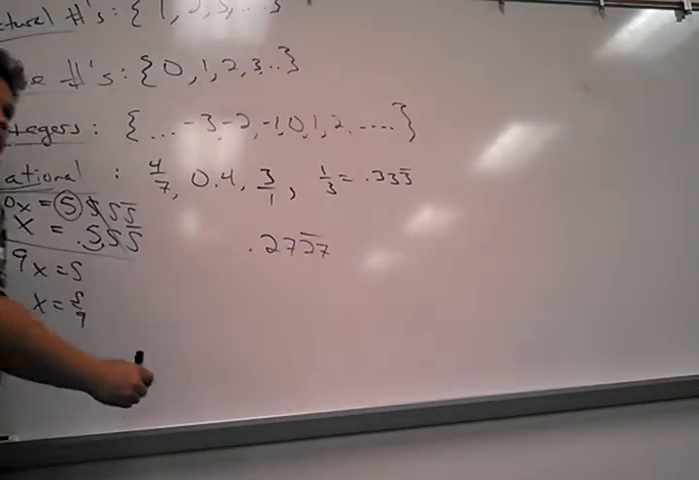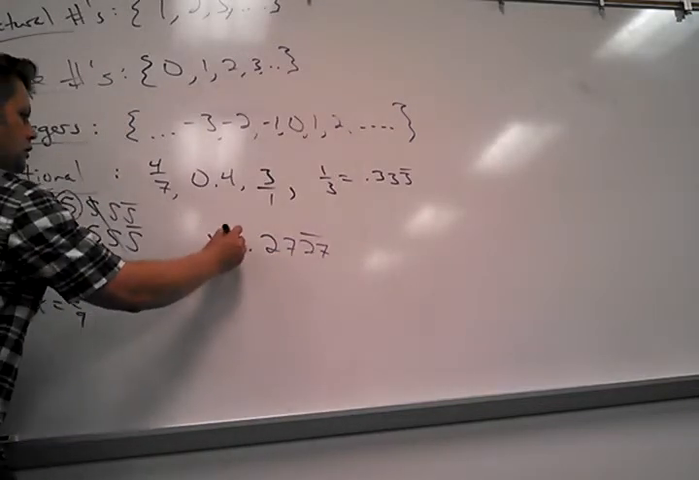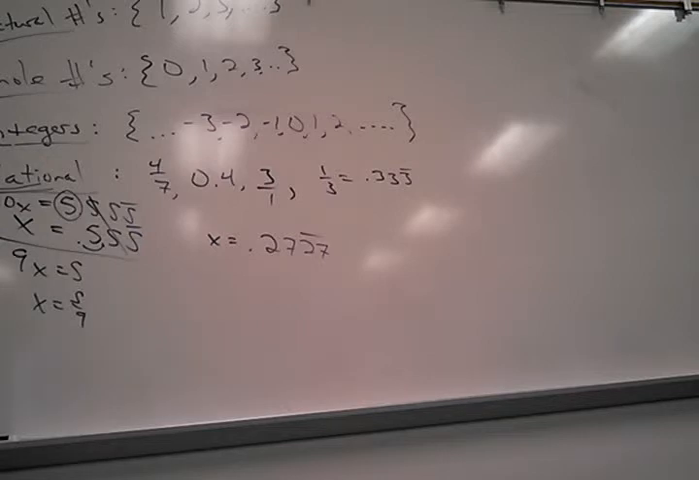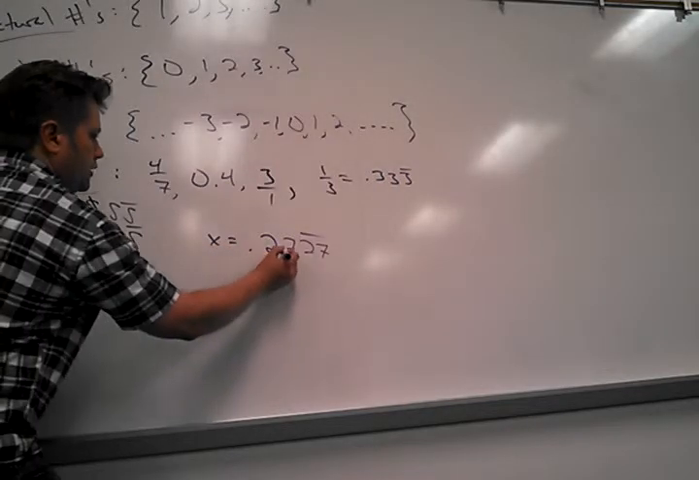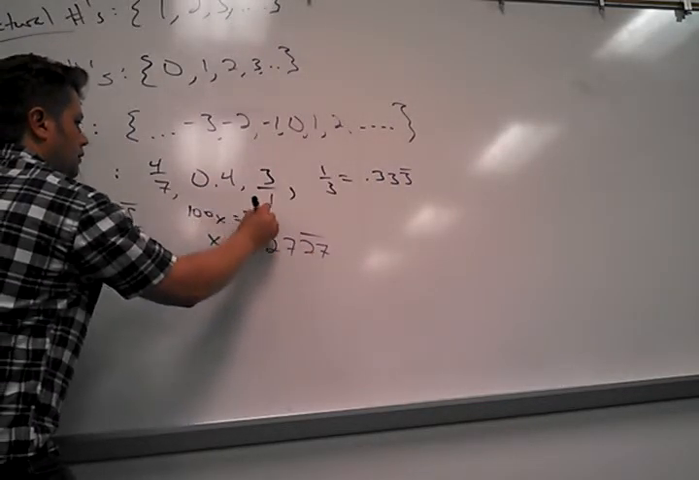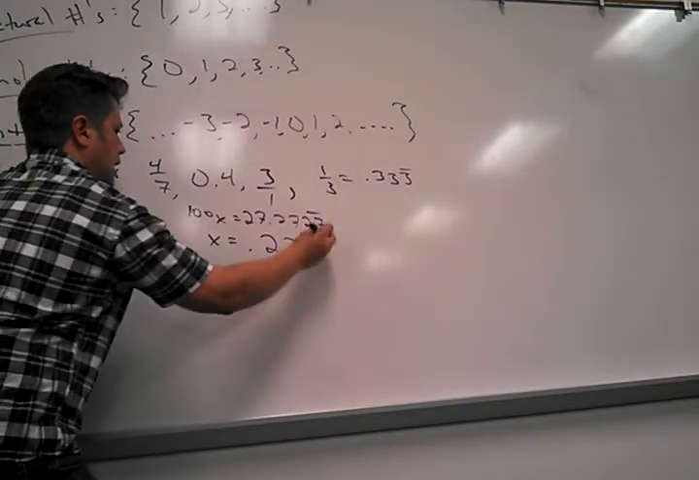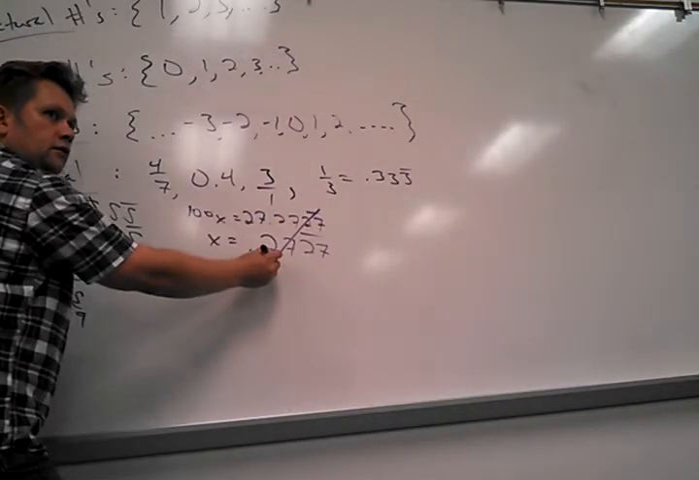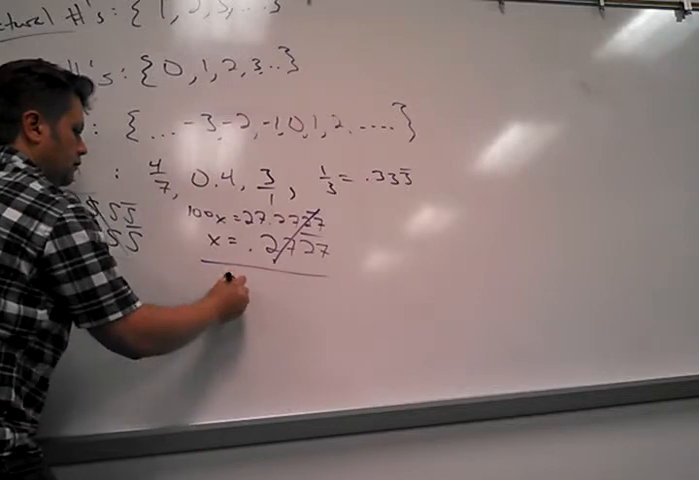So if you had 0.2727 forever, what's the one adjustment I have to make? Who can tell? I have to multiply by 100 because I need that forever 27 to match up again. If I multiply by 100, now these forever 27s will cancel when I subtract.